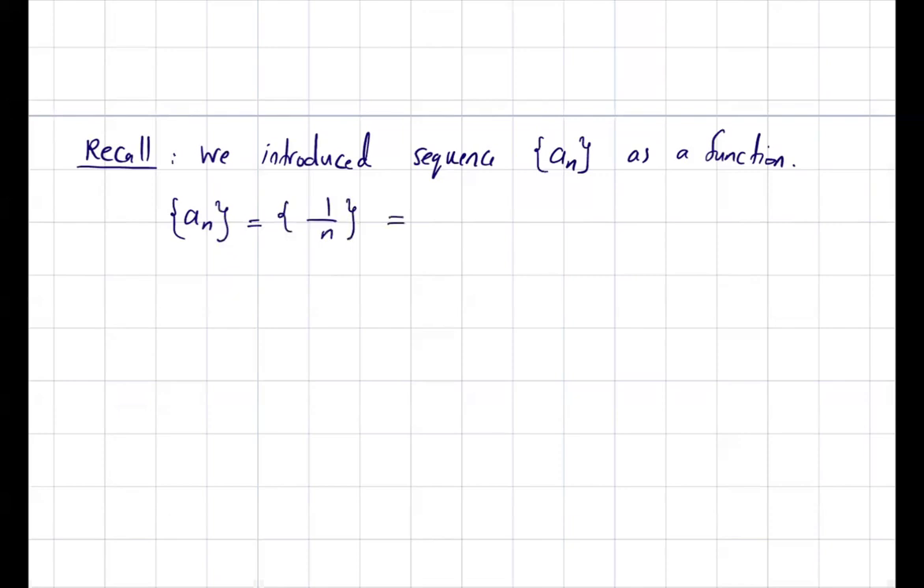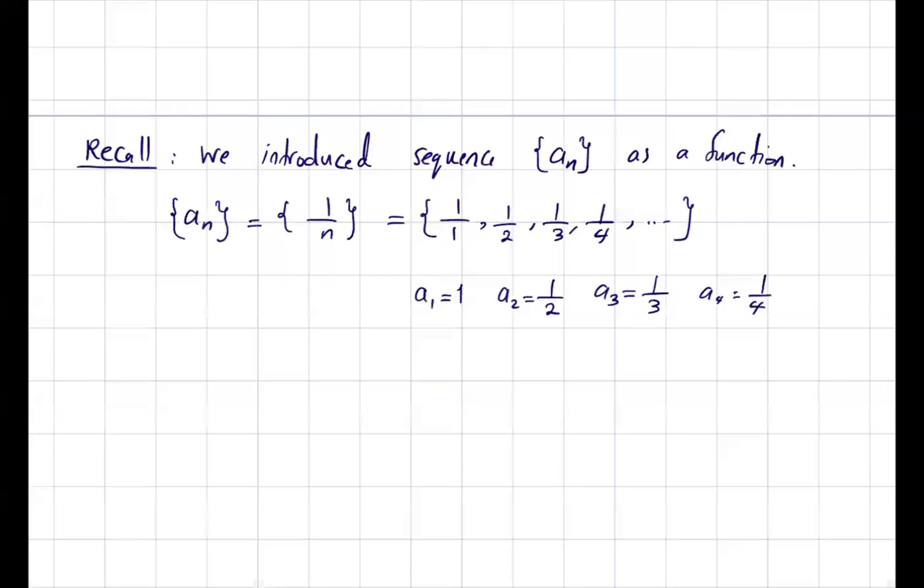You can list the terms of this sequence by plugging in values: 1 over 1, 1 over 2, 1 over 3, 1 over 4, and so on. So a sub 1 is equal to 1, a sub 2 is a half, a sub 3 is a third, a sub 4 is 1 over 4. So these are the terms of the sequence that you have.